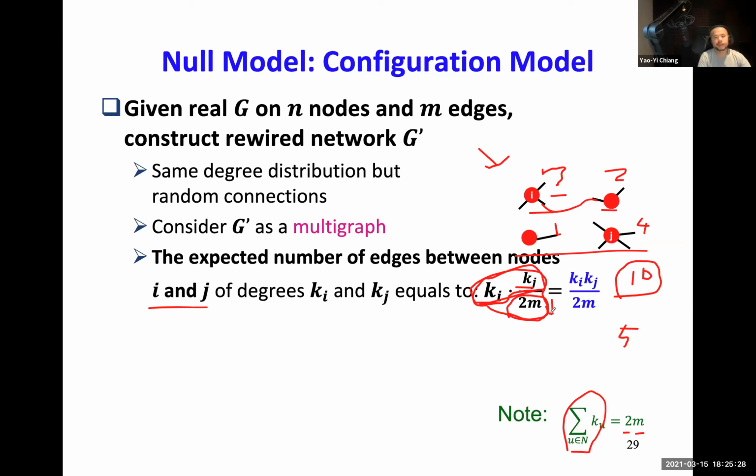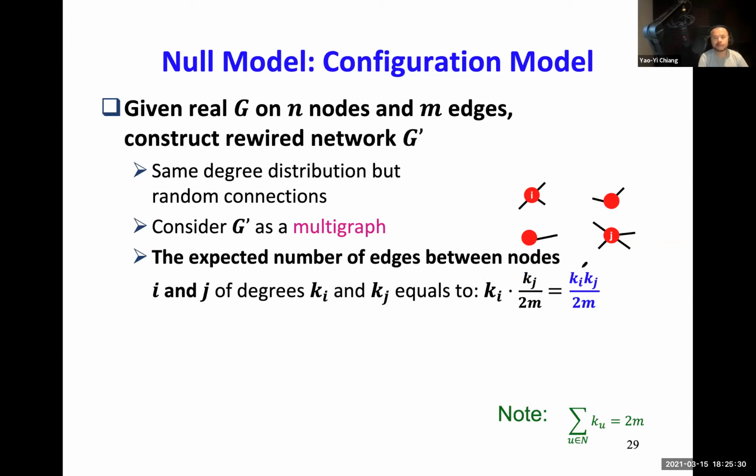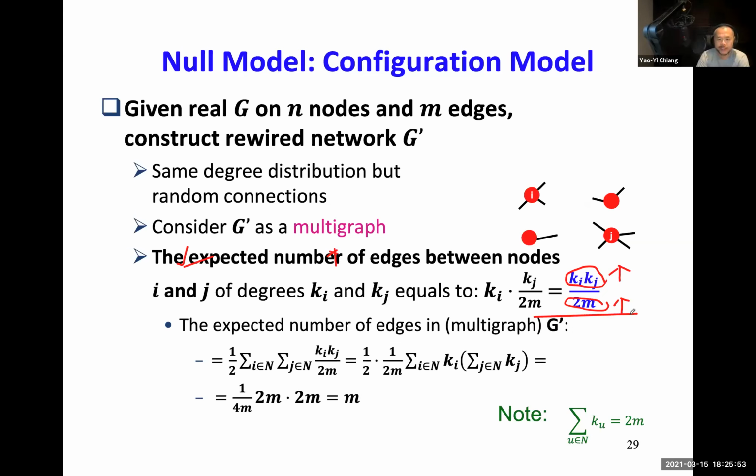But this is just some heuristic, right? You look at the numbers and you look at the denominator. This makes sense. If this is large, the expected number will be small. If this is large, the expected number will be large. Makes sense. How do we know if this is correct? Well, one way we can do is sum up all the expected numbers of edges between every pair of nodes in the graph.